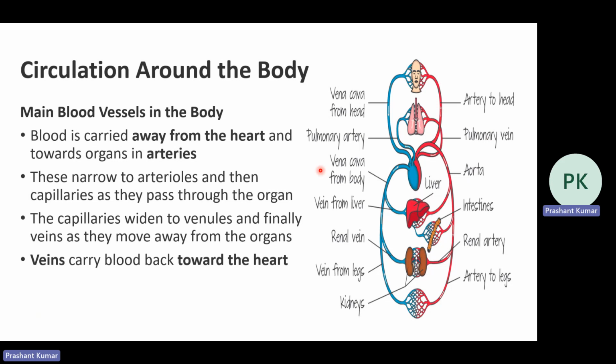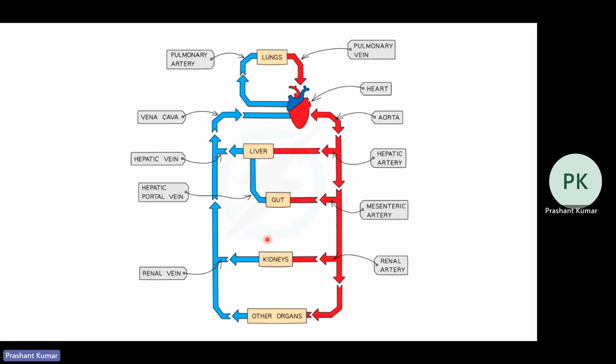Okay, so these are some important points. Blood is carried away from the heart and towards the organ in arteries. These narrow to arterioles and then capillaries and then pass to the organs. The capillaries widen to venules and finally veins as they move away from the organ. So veins carry blood back towards the heart. Again, this is how you have to remember.